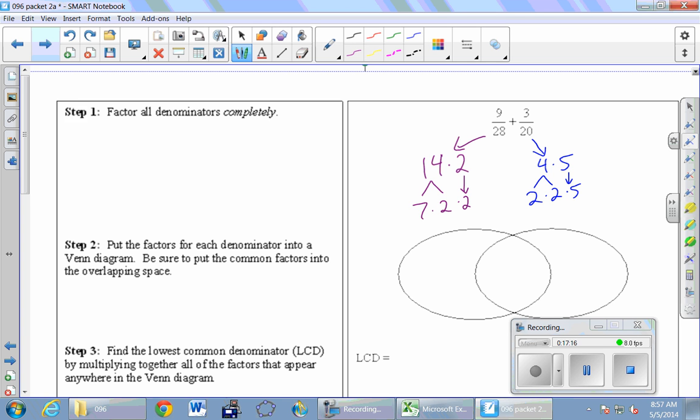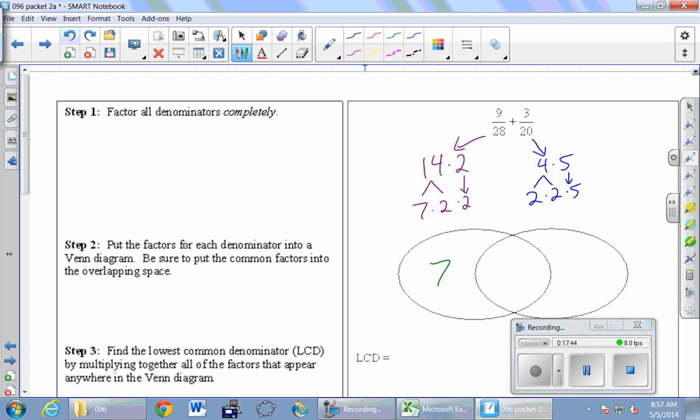So what we're going to do is put the factors for each denominator into a Venn diagram, but we want to be sure to put the common factors into the overlapping space. So the first thing I see in the 7 times 2 times 2 is a 7. Do you see that 7 in the other set of numbers? No. So I'm going to put the 7 over there. And maybe I'll put check marks to say, yes, I've dealt with it. So that 7 is handled.